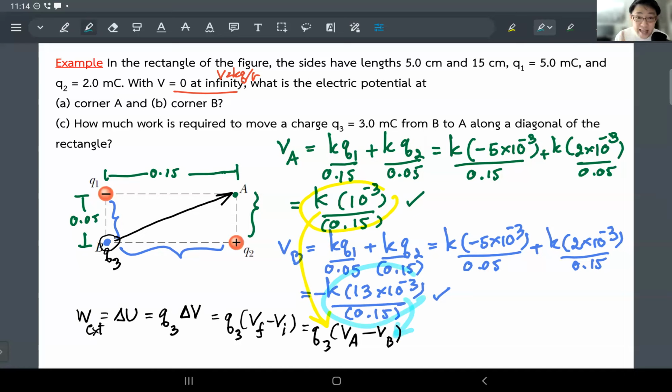VB is negative. So what does it mean? It means that at location B, this is low, and at A, that is high. So going from B to A, you are going uphill. So that's why whatever you get from this number, you're going to get a positive number, because to go uphill, you need some energy supplied to the charge Q3. Cool?